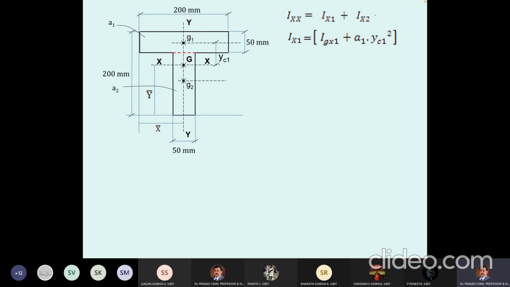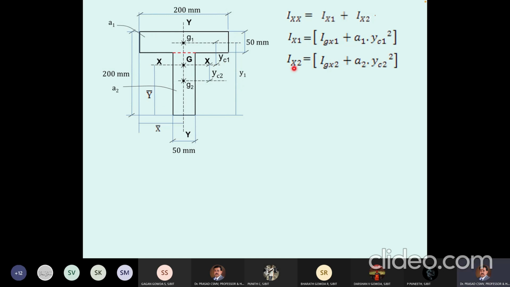Is it possible to calculate YC1? Yes, it is possible, because you already know Y1. This is the distance YC1. This is Y1 and this is Y bar, which you have also calculated. So YC1 will be nothing but Y1 minus Y bar.